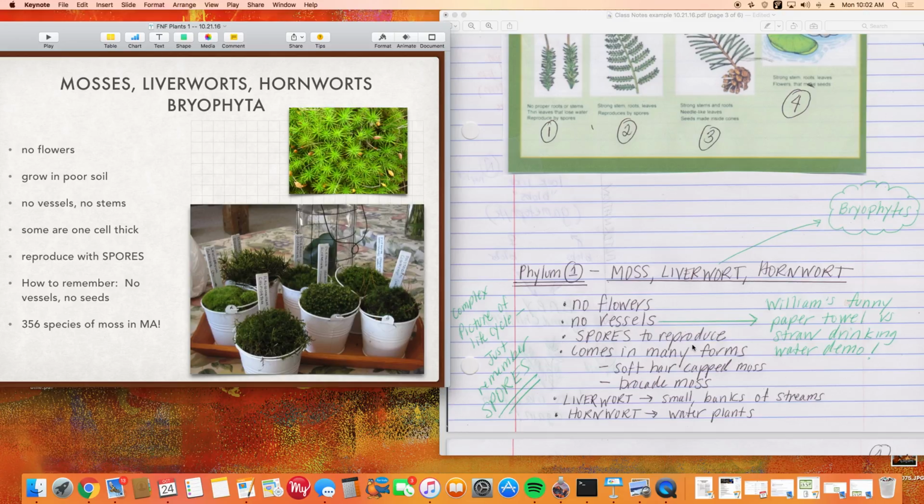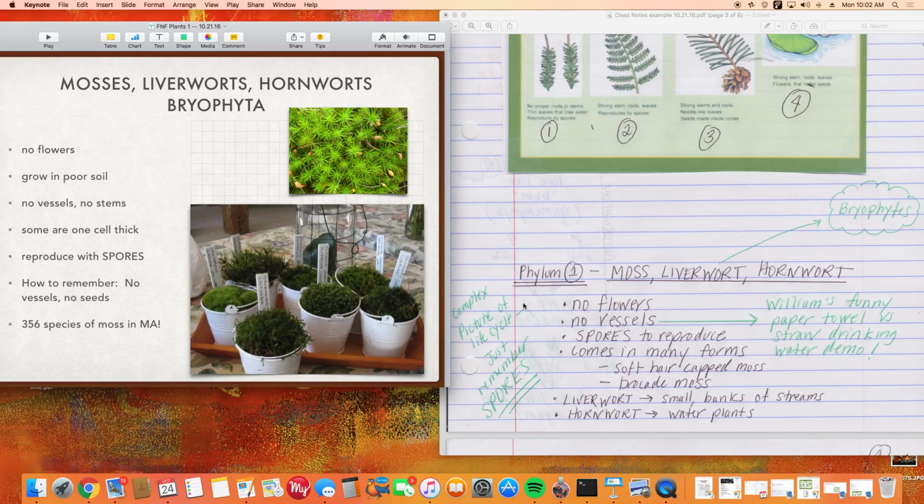So what does that mean? Well, remember William's funny paper towel demonstration, right? I gave him a cup with a paper towel and I gave him a cup with a straw. And I said, okay, drink water using the paper towel, then drink water using the straw. Well, what works better? Obviously you're going to be able to drink up all that water with a straw. And if that water is what you need to grow, you're going to be able to grow big and strong if you can get a lot of it, right? Well, these guys can't do that. They don't have any vessels, so they're naturally very small.